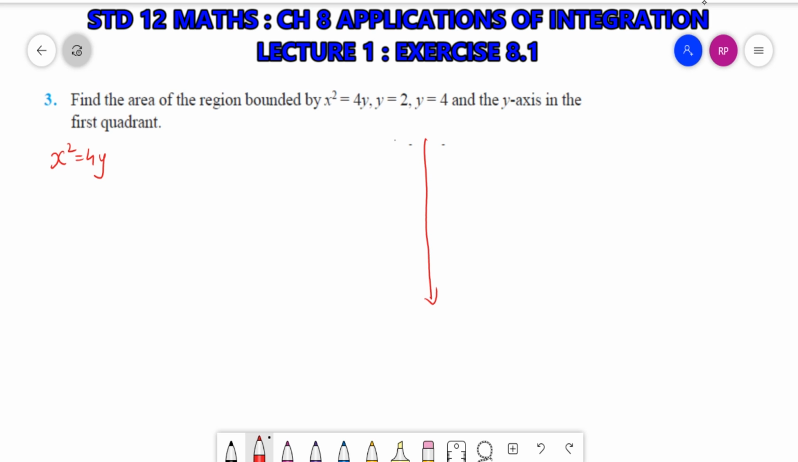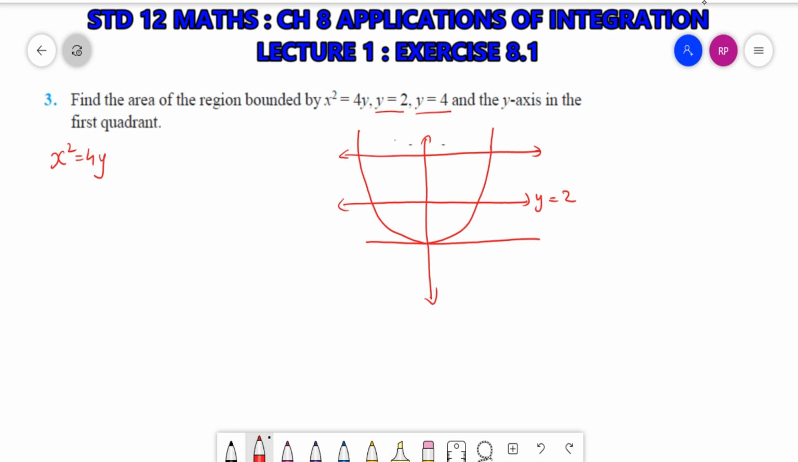Now see, again it is a parabola. We had already discussed in previous sum that if this type of curve is there, the curve will be in the top in the first two quadrants. This will be the curve of parabola x square equal to 4y. Okay, and we need to find out the area between y equal to 2 and y equal to 4. This might be the line y equal to 2, and this y equal to 4, and y-axis. So let's take the region in the first quadrant.